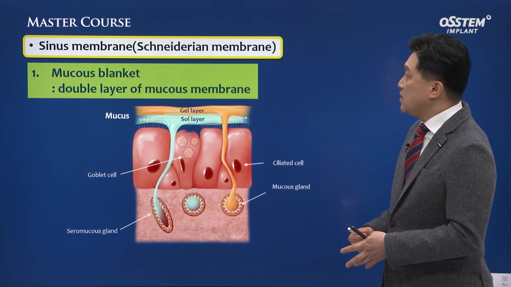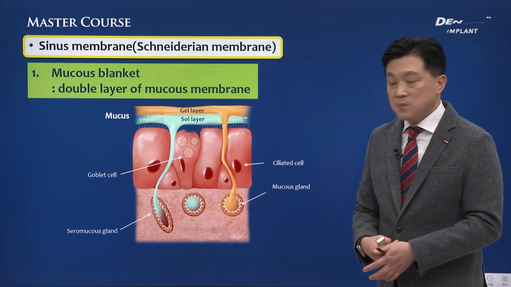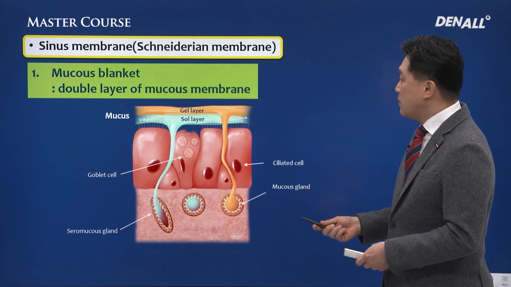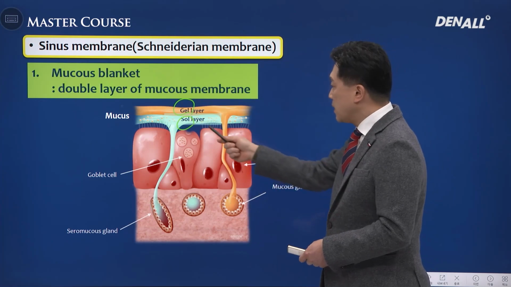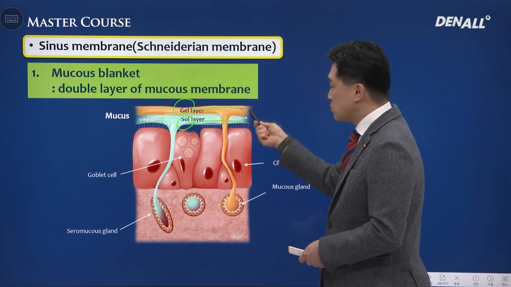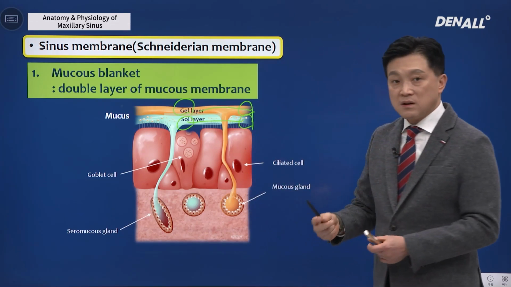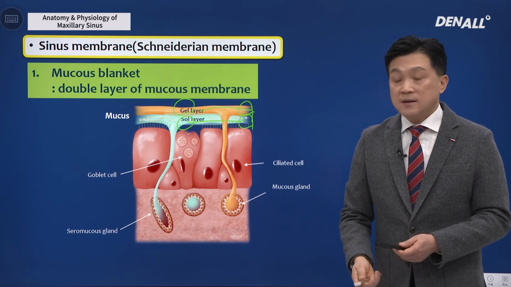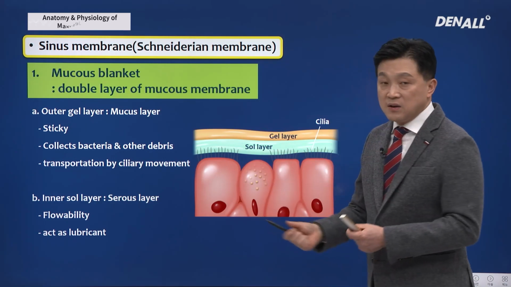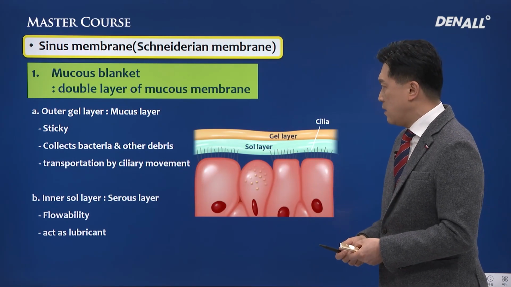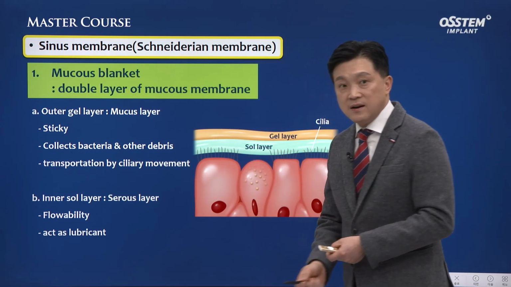If you look at the physiological characteristic of the Schneiderian membrane, there's a mucous blanket. There are two layers: a sol layer and a gel layer. There's a sol layer below, and on top there's a gel layer. The characteristics of the gel layer and sol layer vary. The outer layer is the gel layer. It is like mucus and is more sticky. Below there is the sol layer, and it's more serous.